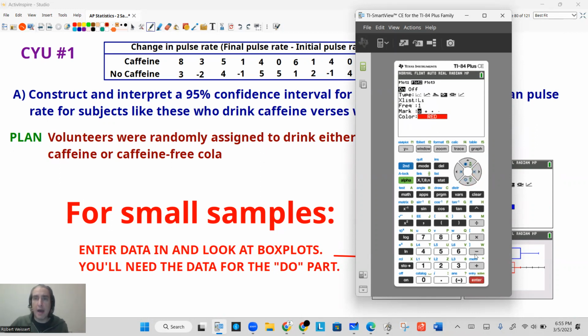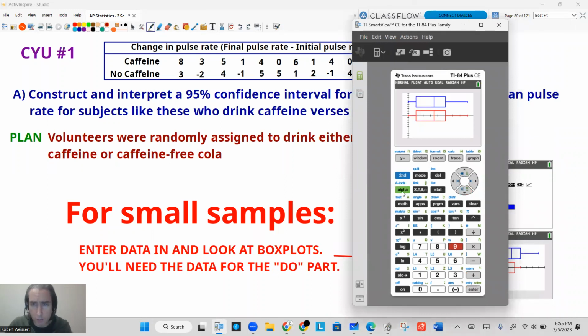So make sure you're doing that, both turning them both on so you can look at both of them on a graph. We're going to hit zoom 9. And you can see that data entered in. Oops, let me fix what I have in my data. Something's wrong. Hold on a second.